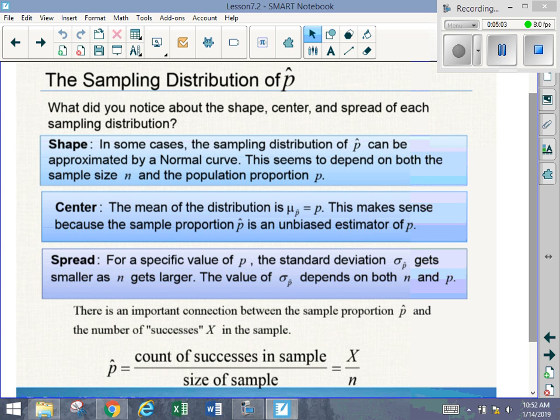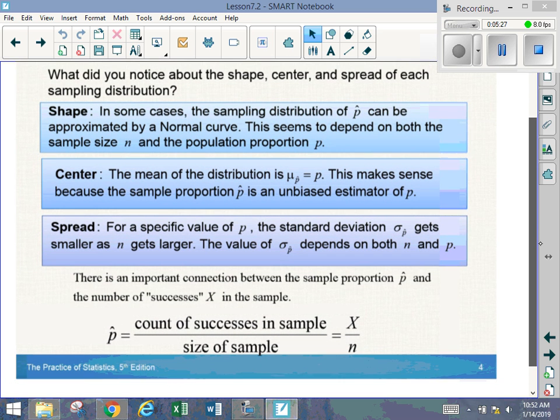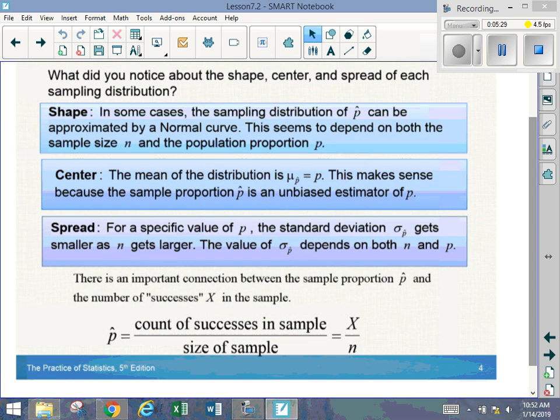All right, so as our sample size gets larger, our standard deviation should get smaller, right? Our variability should get smaller if p hat is an unbiased estimator of p. Furthermore, there is a very nice formula right there. P hat, count of successes in your sample, divided by the size of your sample. That's how you're going to get your sample proportion.